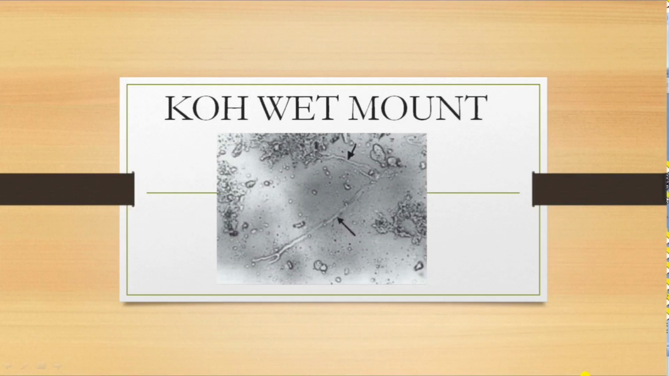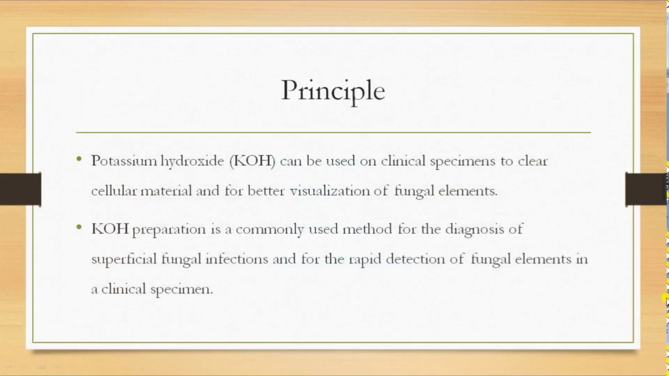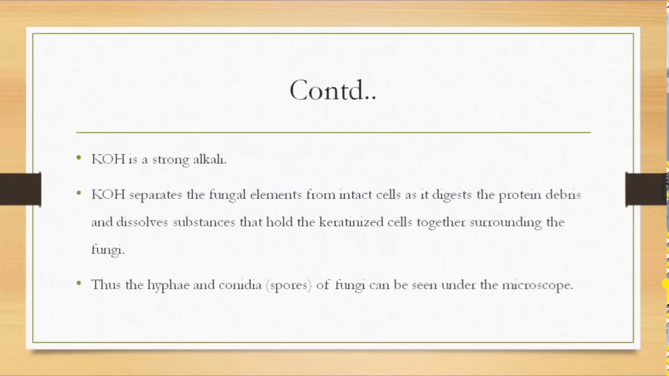Today we are going to discuss KOH wet mount, which is used for the identification of fungal elements from the clinical sample. Moving on to the principle of KOH wet mount, it is used for the clinical specimen to clear the cellular material for better visualization of fungal elements from the clinical specimen. So KOH preparation is a commonly used method for the diagnosis of superficial fungal infection and for the rapid detection of fungal elements in a clinical specimen.